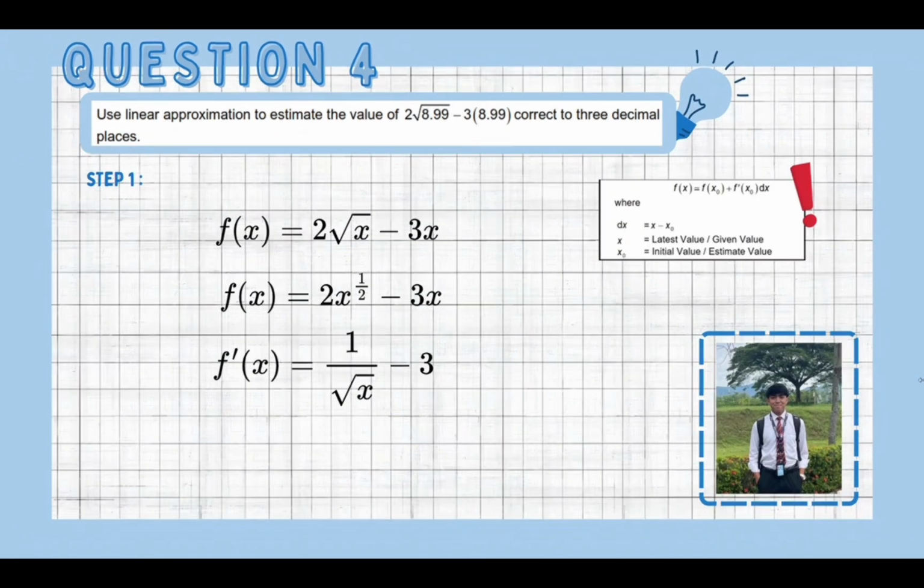Question 4. Use linear approximation to estimate the value of 2 square root of 8.99 minus 3 times 8.99 correct to 3 decimal places. Okay, we go for step 1. We need to set up function f(x), which is f(x) equals to 2 square root of x minus 3x, f(x) equal to 2x to the power of 1 over 2 minus 3x, and the first derivative is f prime x equals to 1 over square root of x minus 3.